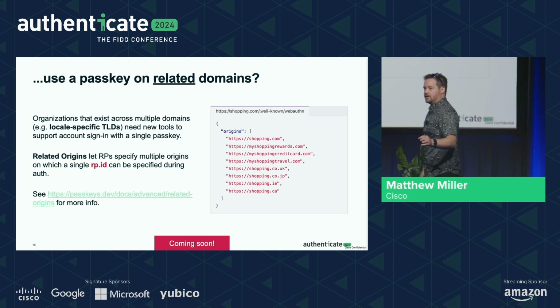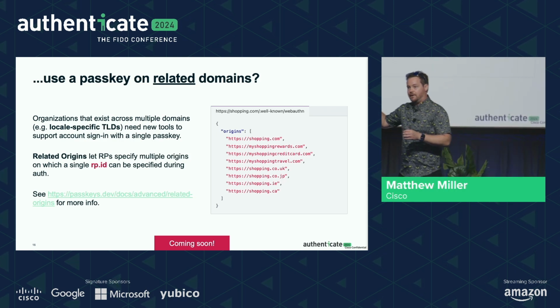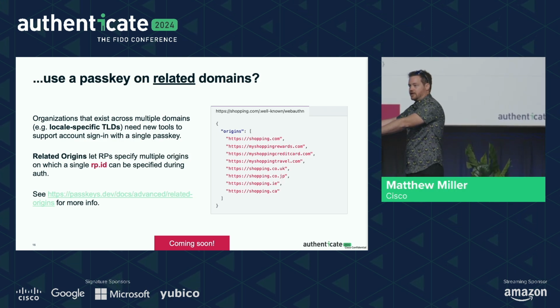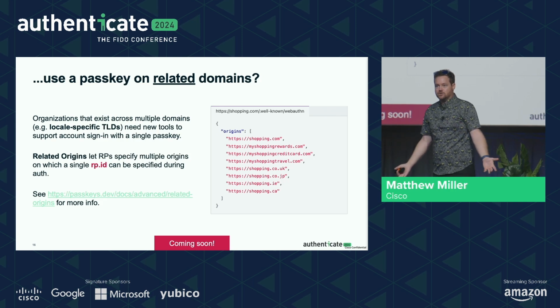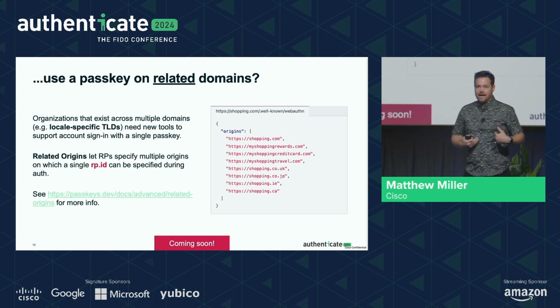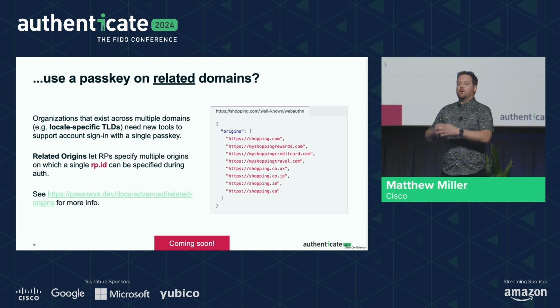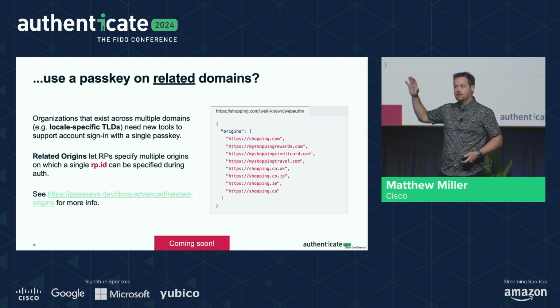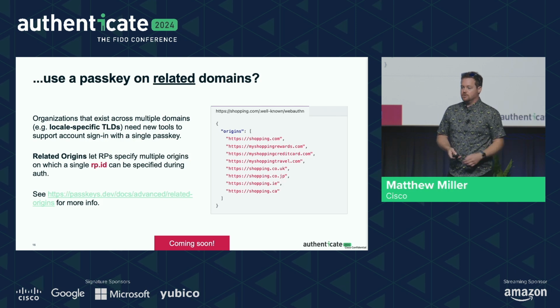So the same RPID of shopping.com is going to be passed to the authenticator. Of course, the authenticator is going to recognize it because it has a passkey for shopping.com. The response will come back just like normal. The WebAuthn ceremony itself is unchanged. This is the browser allowing cross-domain use of a passkey when that passkey is scoped to a different domain.